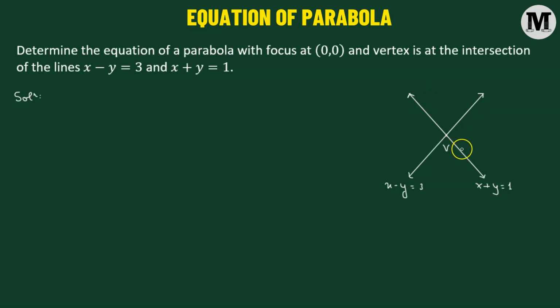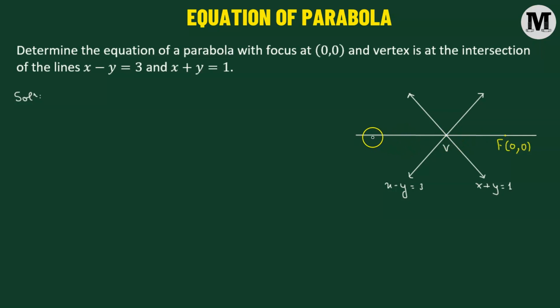Now we're going to draw a line which passes through the vertex, and on this line let's consider another point, and let this be the focus of the parabola. Let's consider it to be (0, 0). By definition, this is the axis of symmetry of the parabola, because a line on which the vertex and the focus of the parabola lie is referred to as the axis of the parabola.